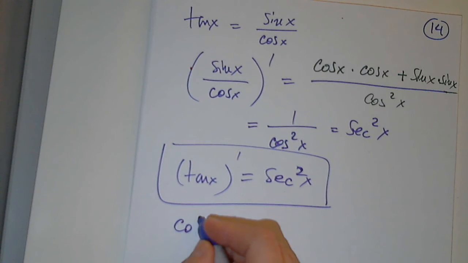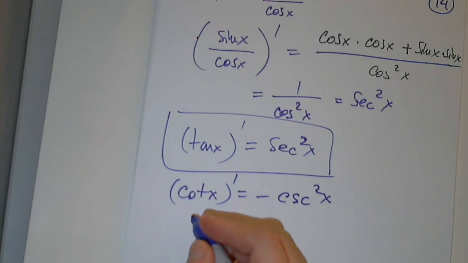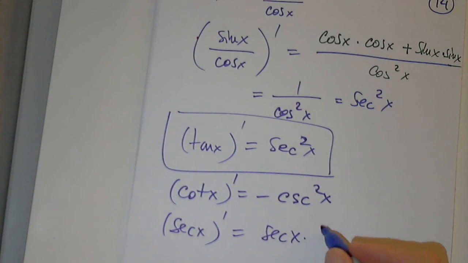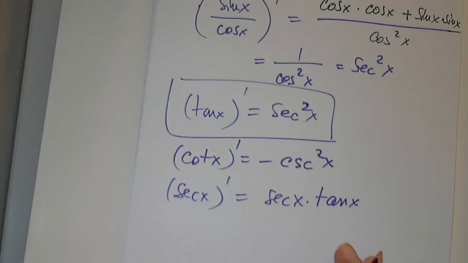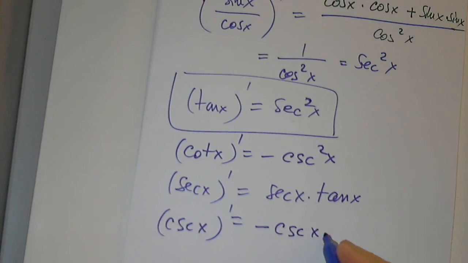In the same way for cotangent prime, we have negative cosecant squared. But for secant prime, we get secant x tangent x. And for cosecant prime, we get negative cosecant x cotangent x. We can prove any of these using differentiation rules, not the definition. Okay.